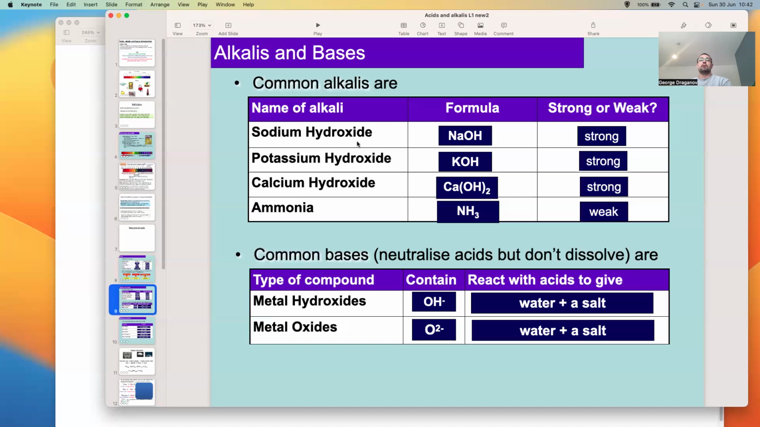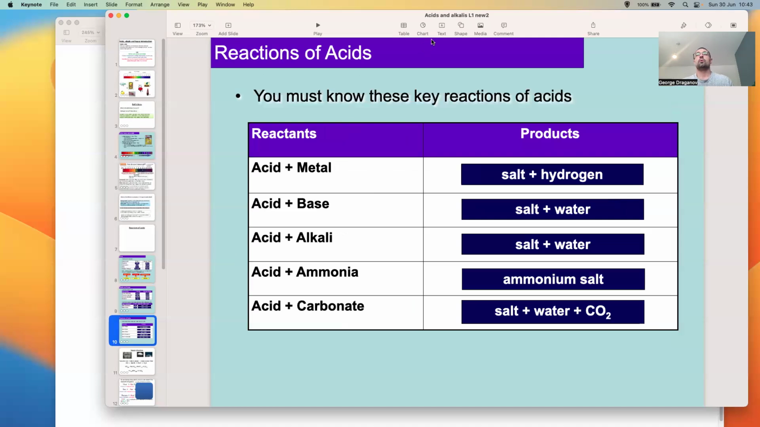Now, the common alkalis are the hydroxides. They're the strong alkalis. So sodium hydroxide, potassium hydroxide, calcium hydroxide. Ammonia is actually a weak base. You don't need to worry about it too much being weak. The other common bases are the carbonates, so metal oxides and metal carbonates. So what we need to look at is the products of these reactions.